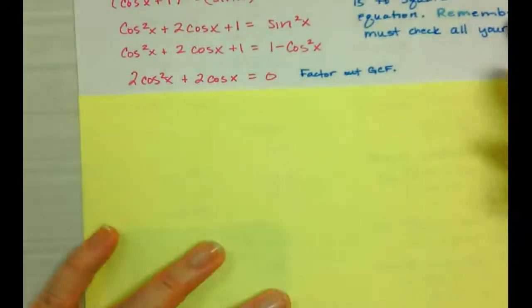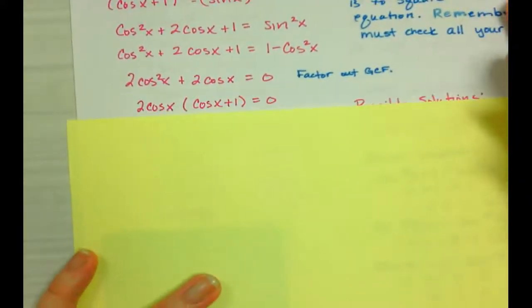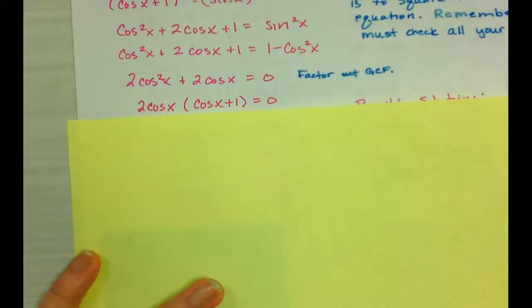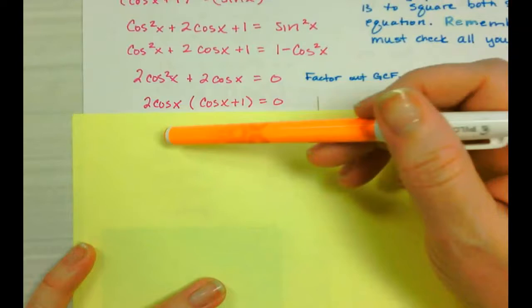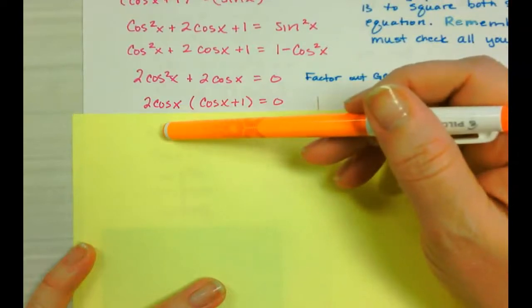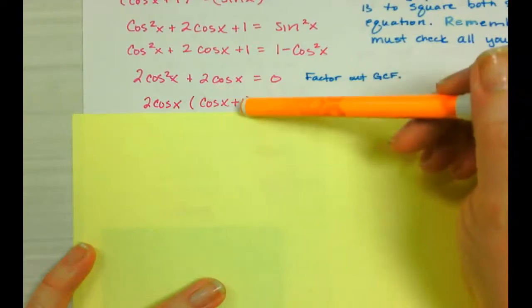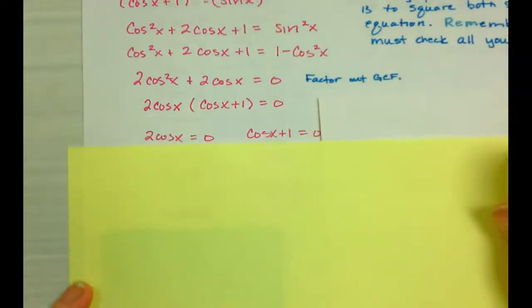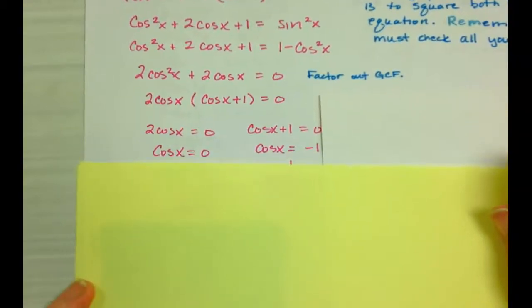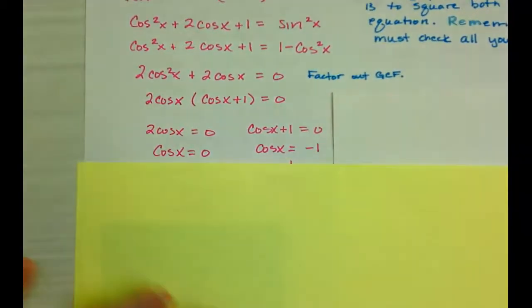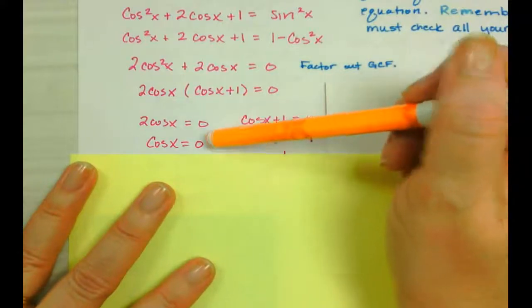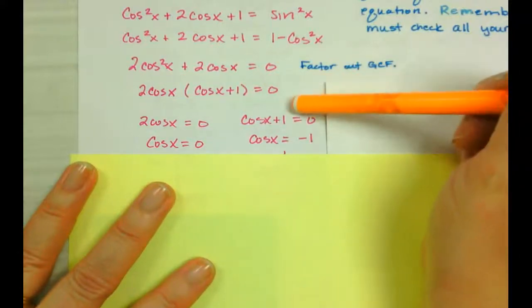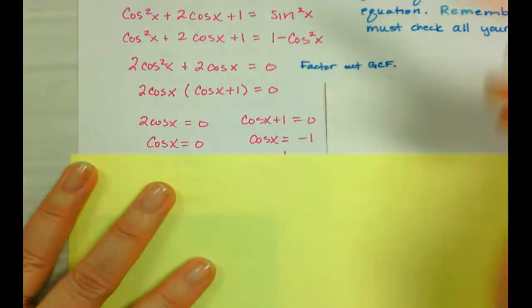As we go through this, taking out the GCF is going to look something like this. And so now I have 2 factors, so I can set this factor equal to 0 and create a graph showing my angles, and I'm going to set this equal to 0 and create a graph showing my angles. So when I do that and isolate my trig function, I get to here. So I have 2 cosine x equals 0, cosine x equals 0. Here I have cosine x plus 1 equals 0, cosine x equals negative 1.